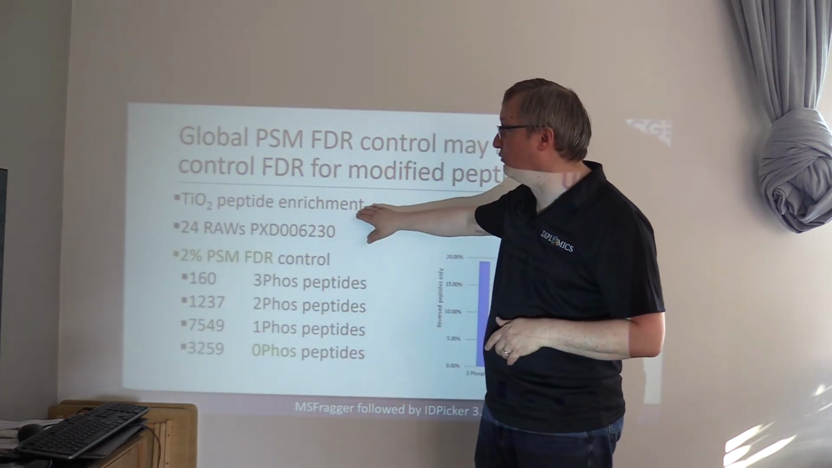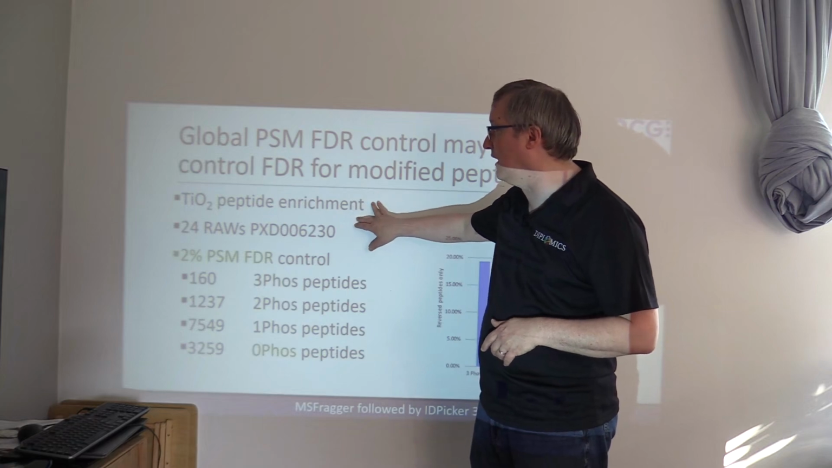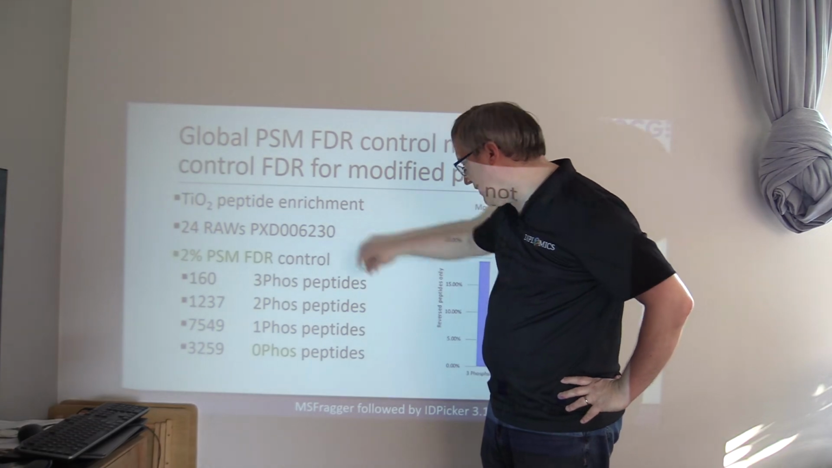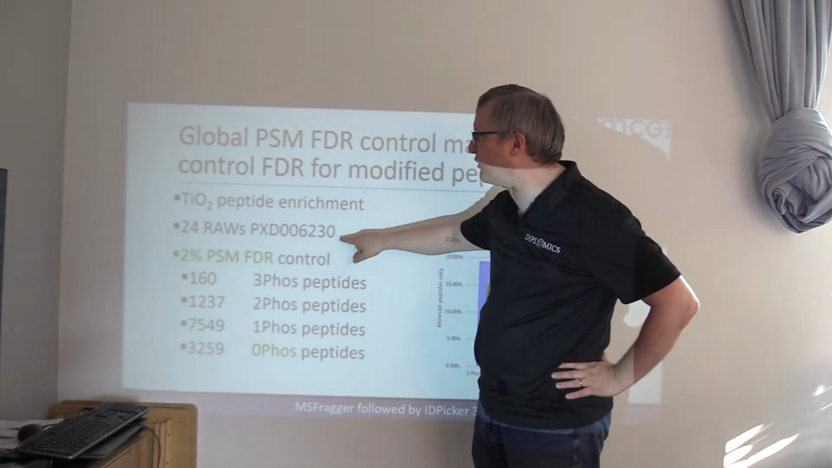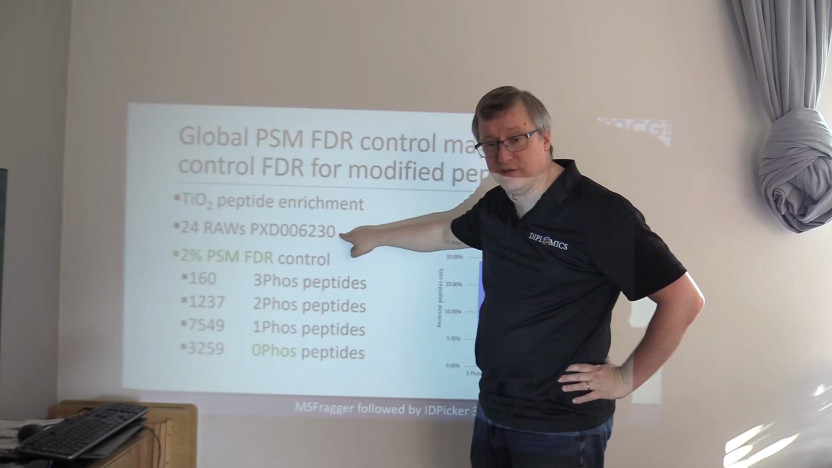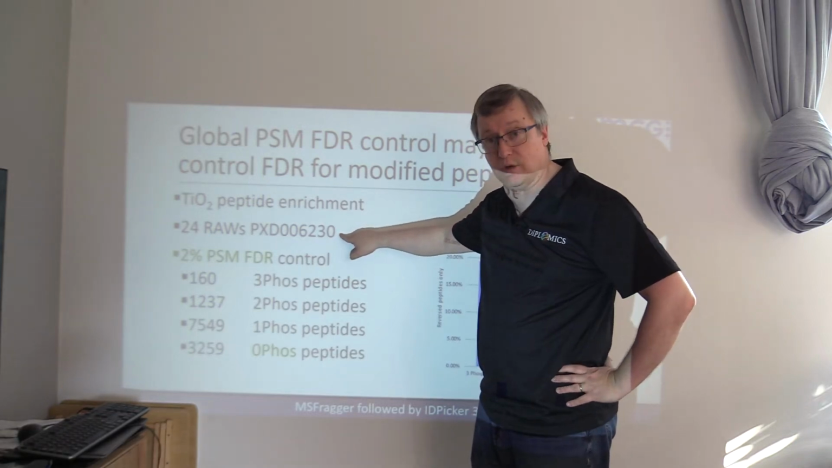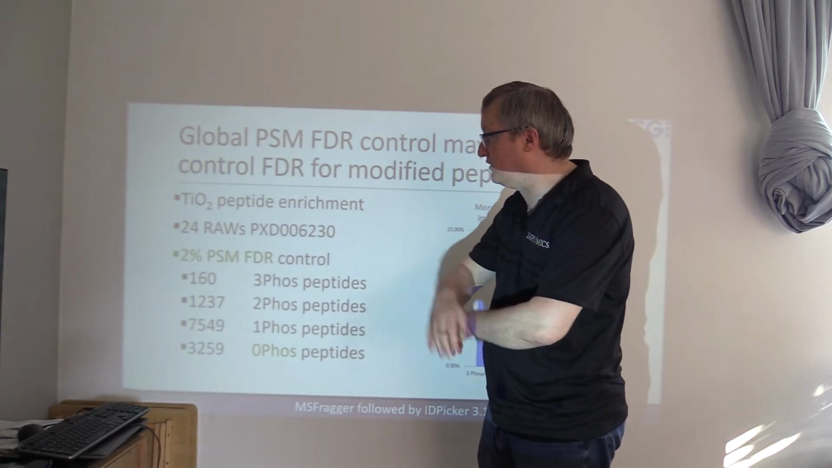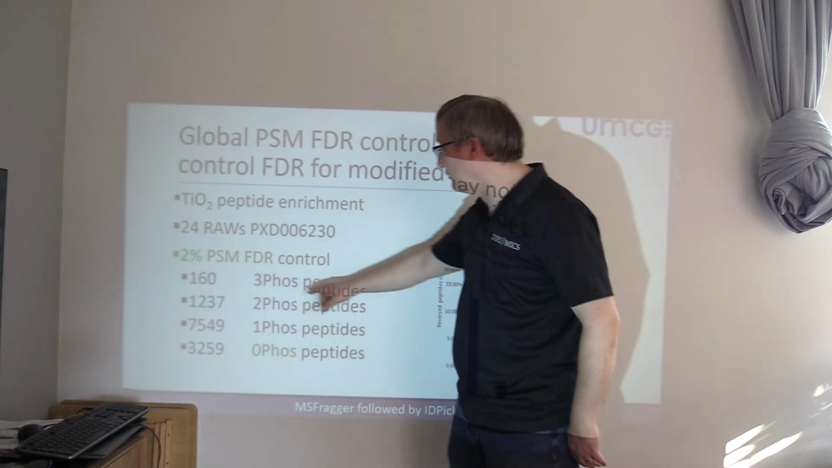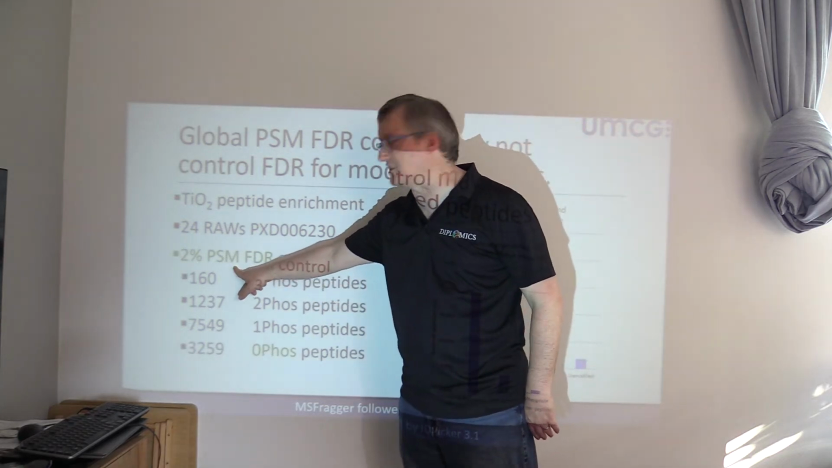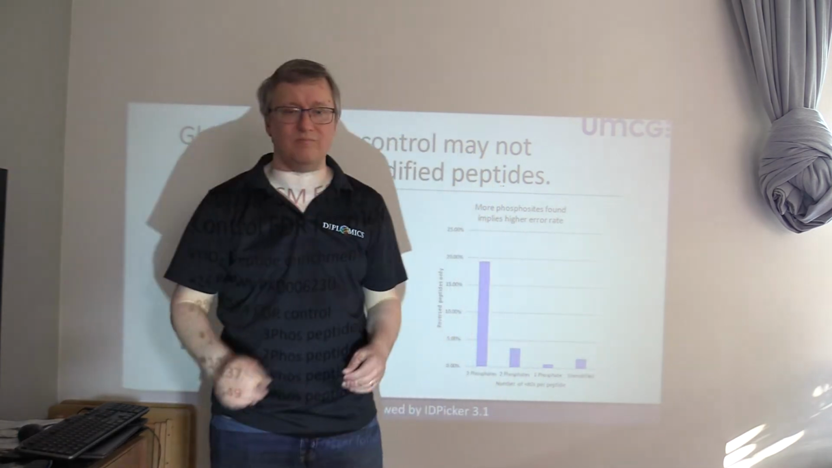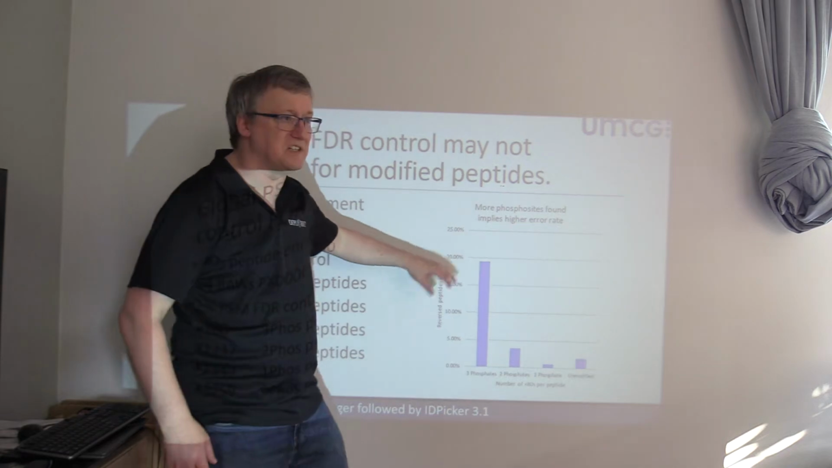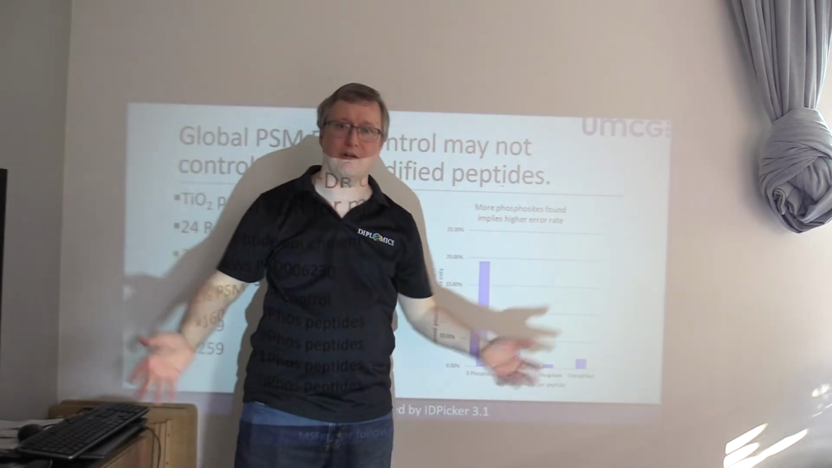So in this case, we're dealing with a titanium dioxide peptide enrichment. This is an IMAC column. The data, I think these were from a breast cancer sample, if I remember correctly. We produced 24 raw files, which is to say 24 LC-MS experiments. And then we applied our database search and controlled false discovery rates to limit the PSM false discovery rate to 2%. That's an aggregate false discovery rate, which is to say that it controls the overall error rate.